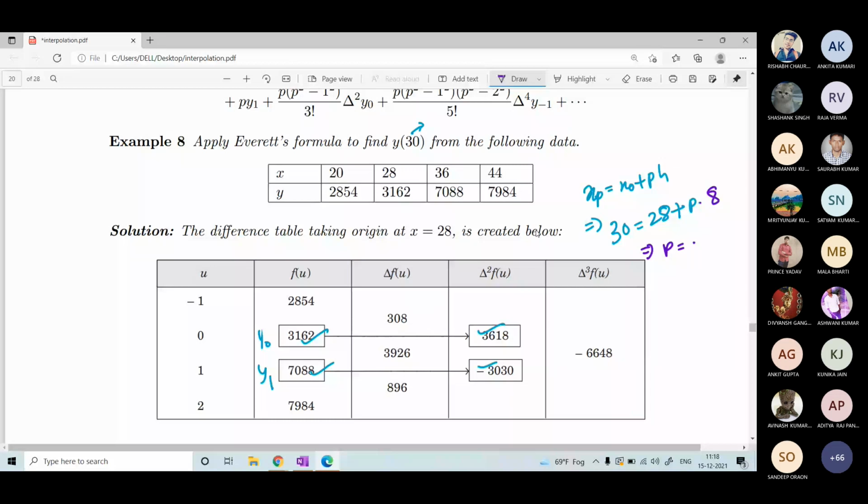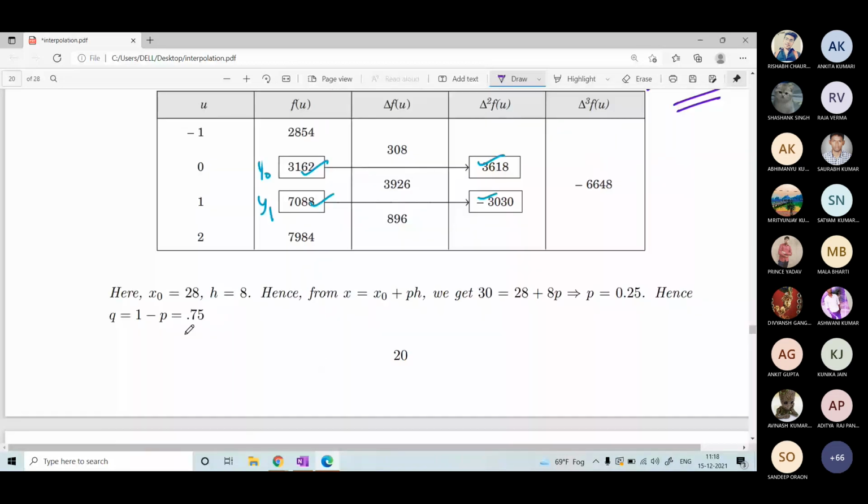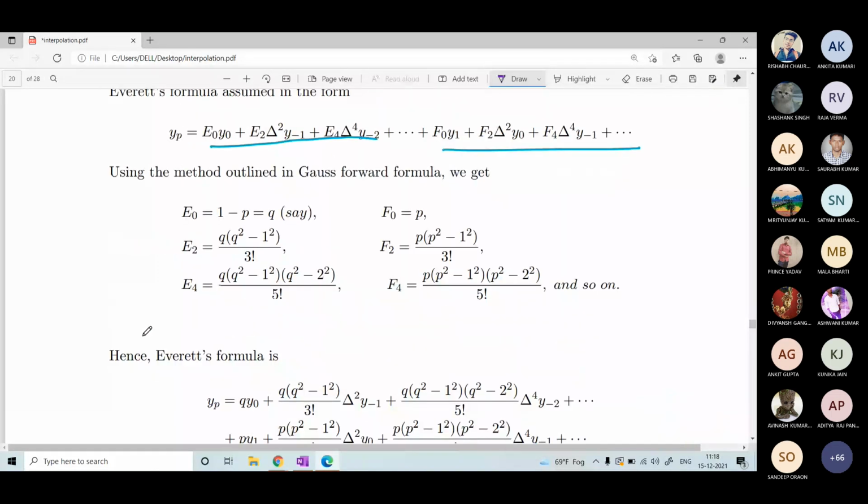So once you know P equals 0.25, and in the formula you see constants are in terms of P and Q. What is Q? Q is 1 minus P. So Q will be 1 minus 0.25. So that will be 0.75. So the constants are known to you, that is in terms of P and Q. So now you use the formula to find out the values.